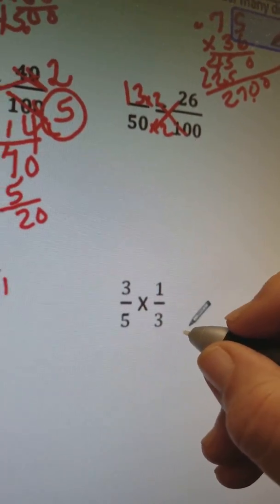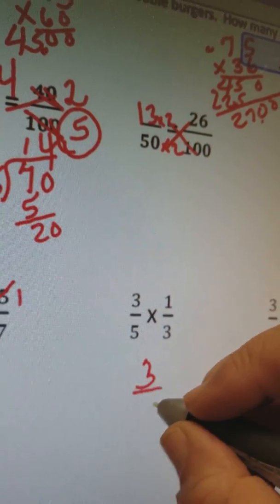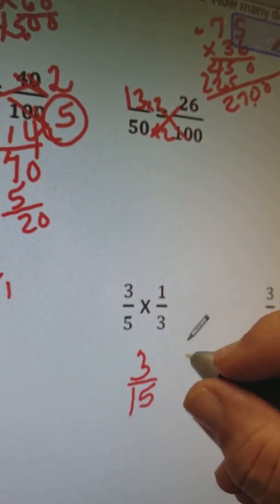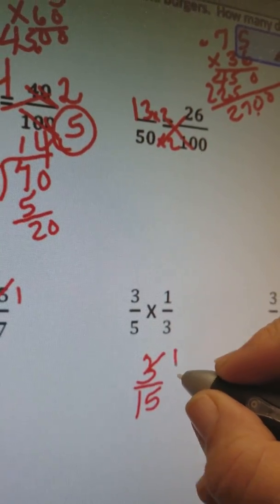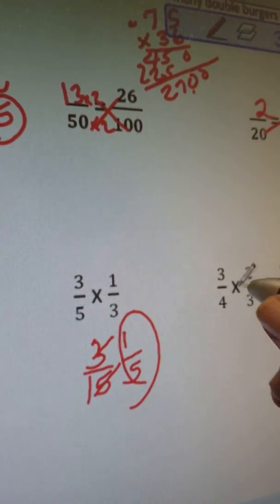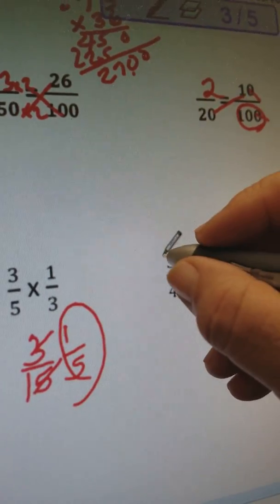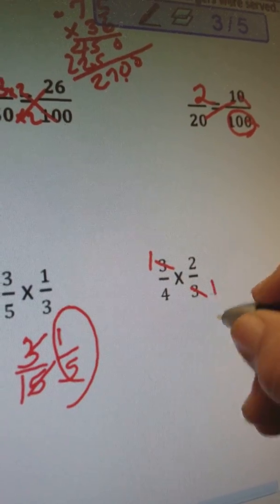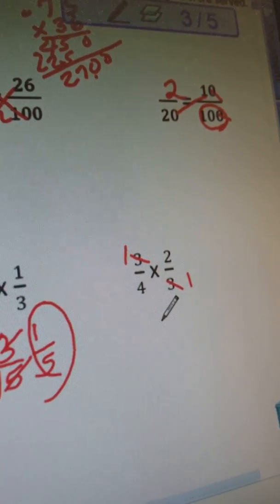Suppose I forget to reduce first. I would still get 3 over 15. I have a common factor. Divide by 3. Divide by 3. My answer is 1/5. Again, these are common factors. Divide by 3. Divide by 3. As long as whatever I do to one, I do the other.